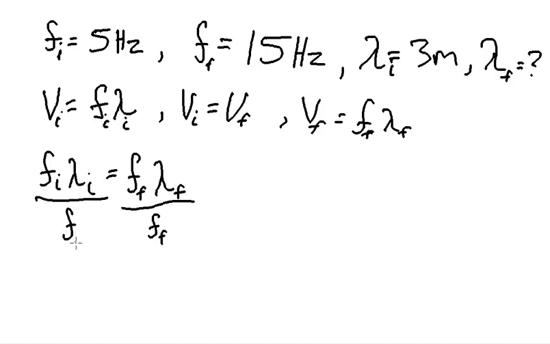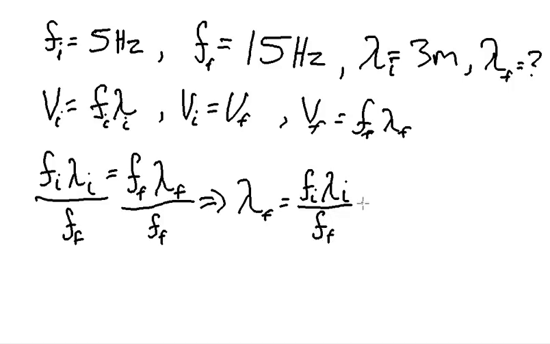And then we get the equation that we need to solve for our unknown. The final wavelength is equal to the quotient of the product of the initial frequency and the initial wavelength, and the final frequency. Alright, so let's plug our numbers in.